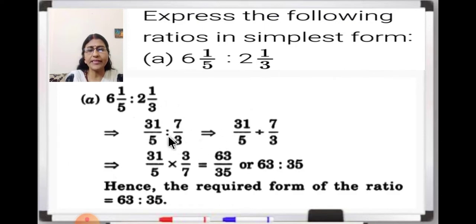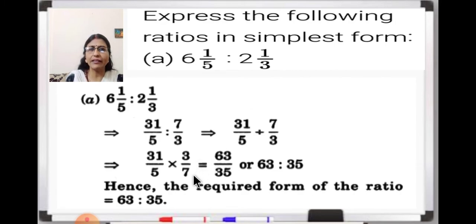Now what you will do is, this is the sign of ratio. That means you are going to divide. So it will be 31 upon 5 divided by 7 upon 3. And now you know how to divide fractions. Here division is there, so next step we will convert this into multiplication. So 31 upon 5 multiplied by, now this will be written in reciprocal form, so 7 upon 3 will become 3 upon 7.